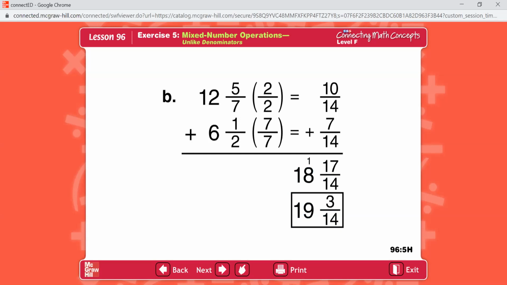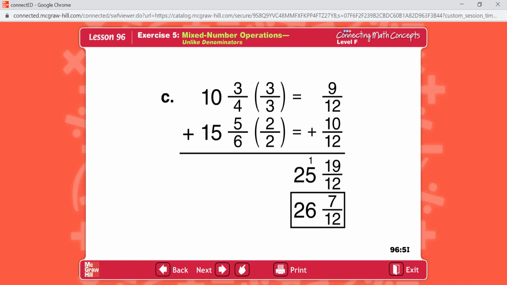Problem C, 10 3/4 plus 15 5/6. Pause the video now to work the problem. Here's what you should have. Up next, volume. Pause the video now to find part 3 in your textbook.